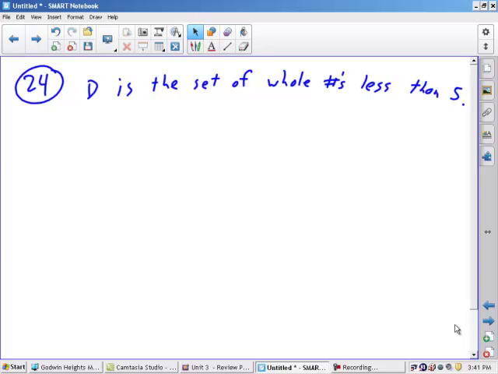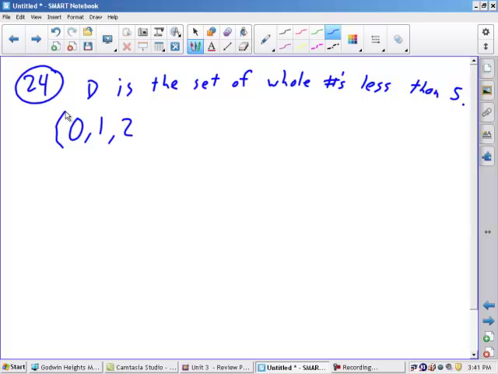All right, number 24, it says D is the subset of all whole numbers less than 5. How do you write the set in roster form and also in set builder notation? So first of all, in roster form, let's just list out what numbers those are. Whole numbers have to be non-negative, so they have to be 0, 1, 2, etc. So starting with 0, I still have 1, that's less than 5. 2 is less than 5. 3 is less than 5. 4 is less than 5.